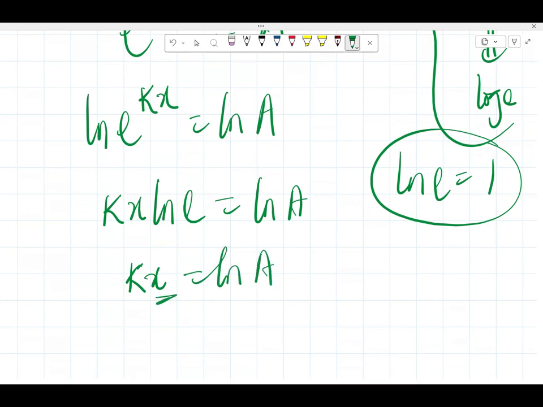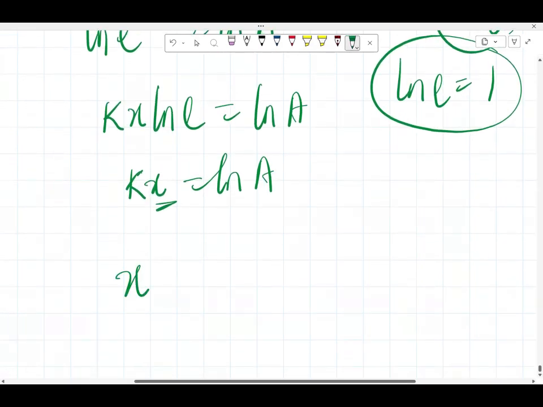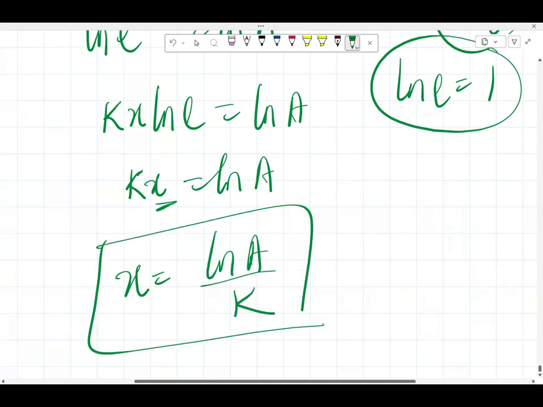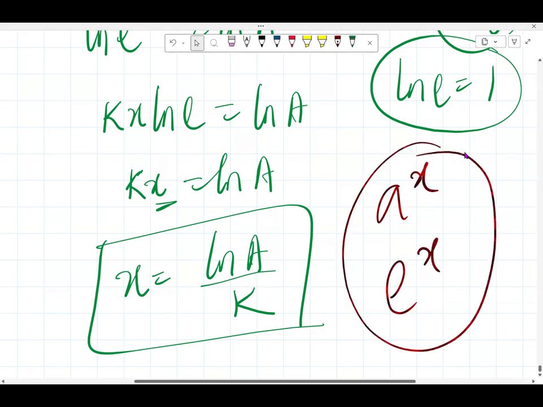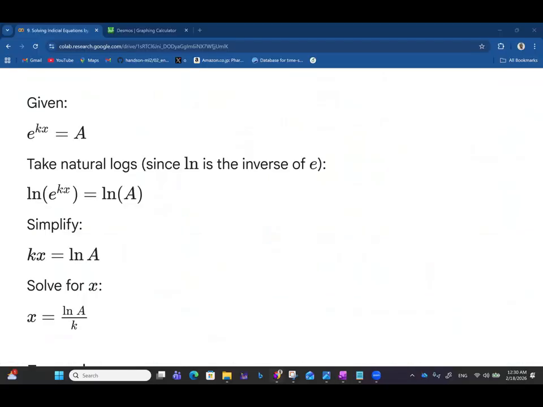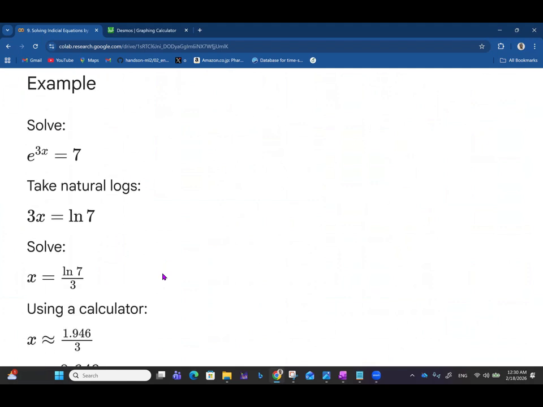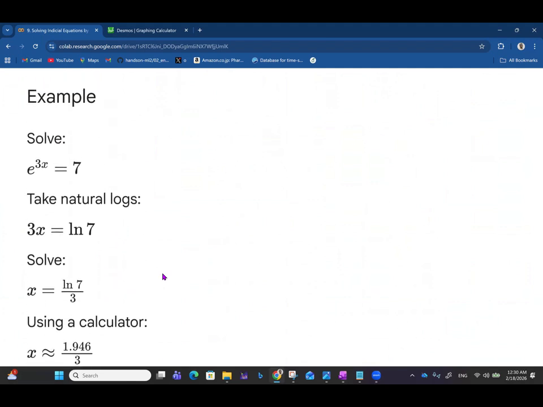And what you're looking for is x, right? So you divide through by k. So x on its own is ln a all over k. Okay? So you can have exponents in terms of some general value a raised power x, or you can have e raised power x. So these are possibilities. This a can be any number, whereas e is fixed at 2.718. So based on that, we can solve problems like this.